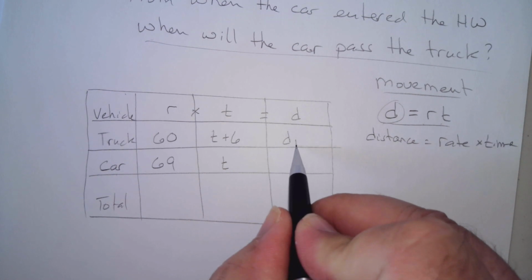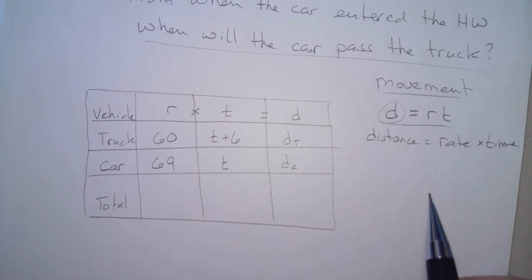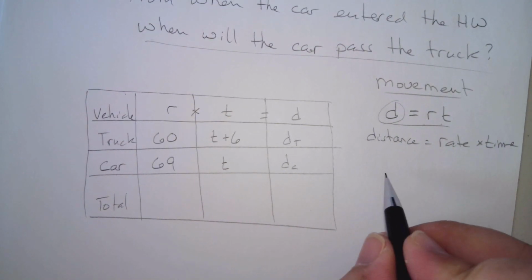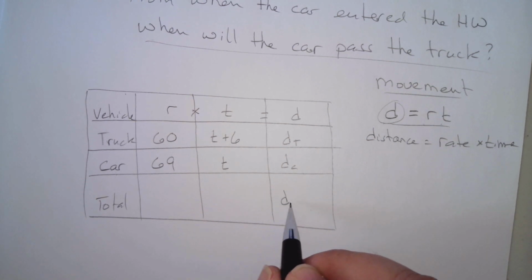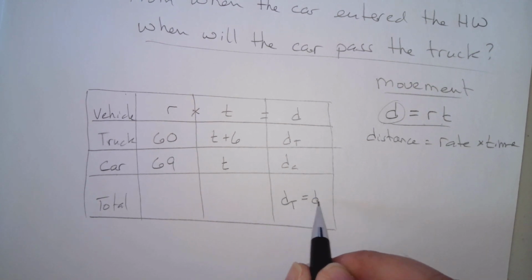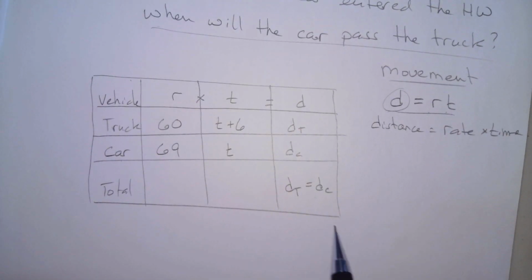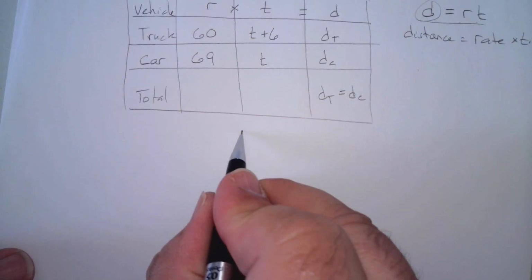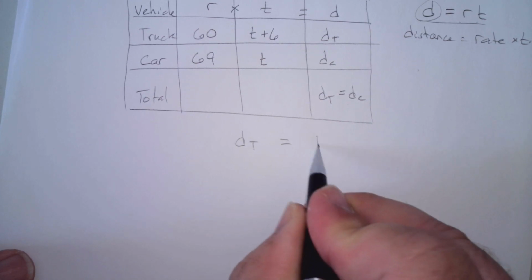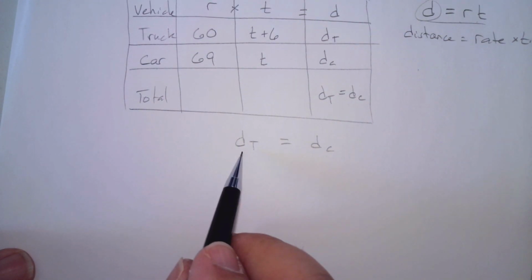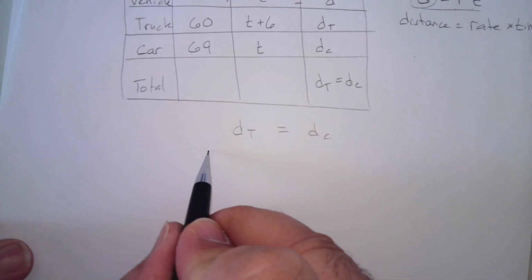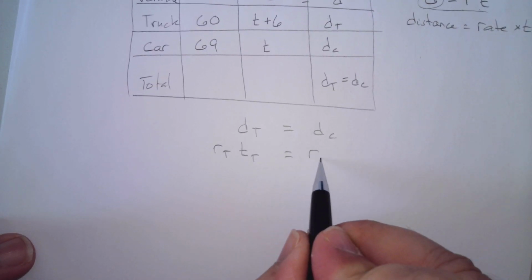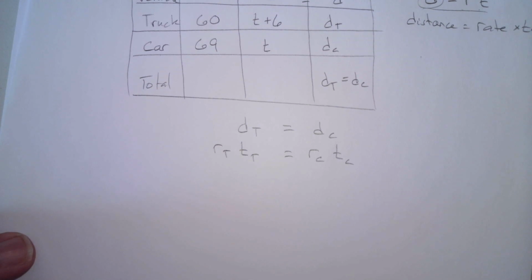Now we have the distance of the truck and the distance of the car. What we need to know is when will they be equal? Because at that point, that's when one passes the other. So the distance of the truck has to equal the distance of the car. The formula, DRT: the rate of the truck times the time of the truck equals the rate of the car times the time of the car.